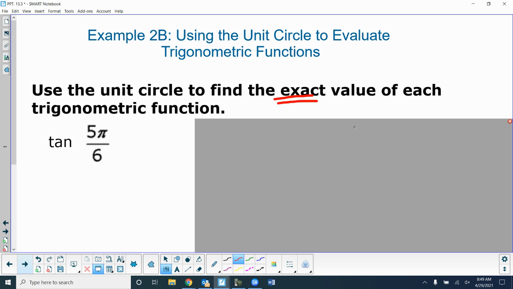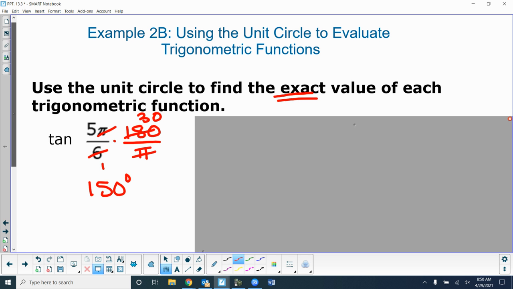When it's in radians, I just change it to degrees. What happens to the pies? Cancel. What's 3 into 18? I'm sorry, 6 into 18? 3. So what's 6 into 180? 30. What's 5 times 30? 150. What quadrant is my triangle going to be? Second. Very good.